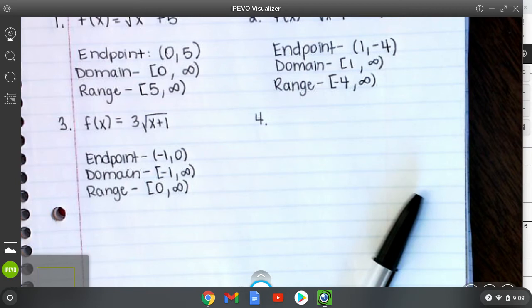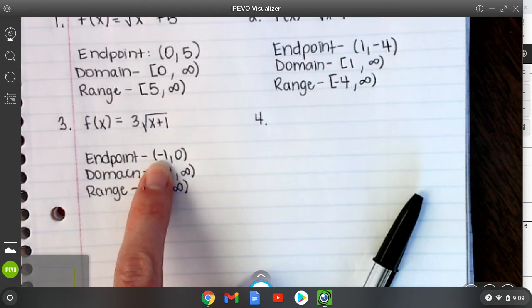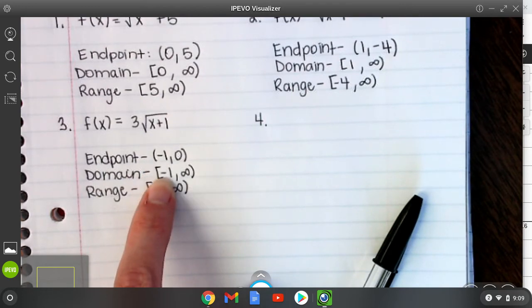Any questions on that? Do we see the pattern with square root functions or radical functions? That endpoint determines what your domain and range are. Do you notice that? Whatever the endpoint is, the x value goes in the domain and the y value goes in the range.